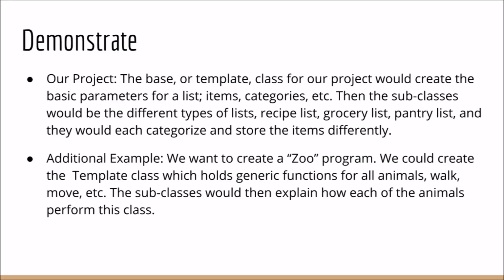Another example is if we wanted to create a zoo app that included all the different types of animals in our zoo. We'd create the base class or the template class, which would hold generic functions and parameters for all animals, that would cover all animals, like how they walk or move, what they eat, what sounds they make, those different types of things. Then the subclasses would be the specific animals themselves.